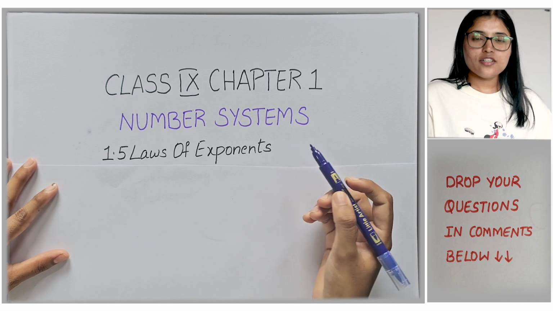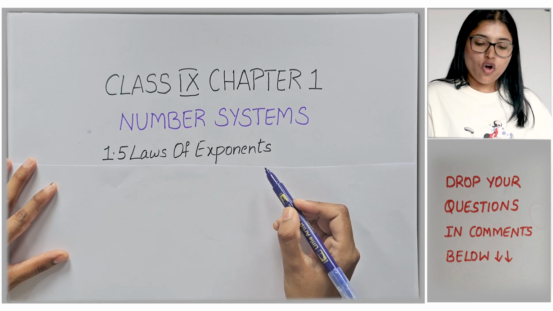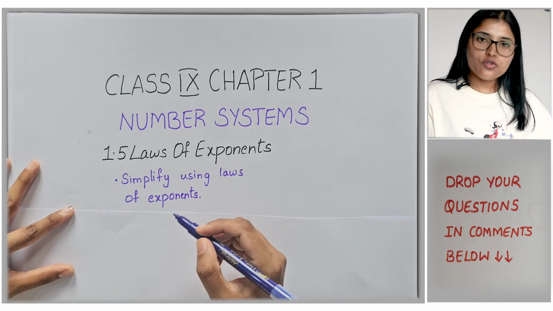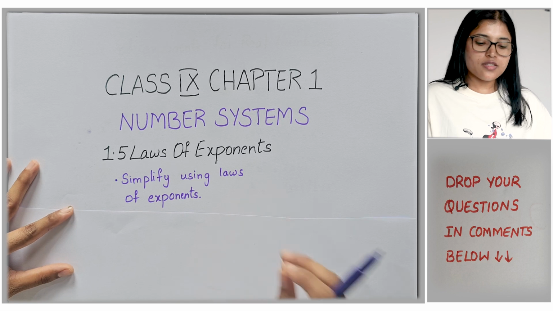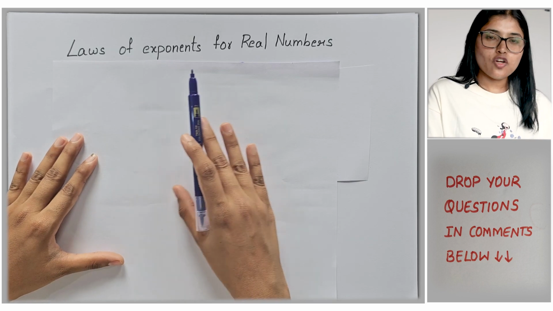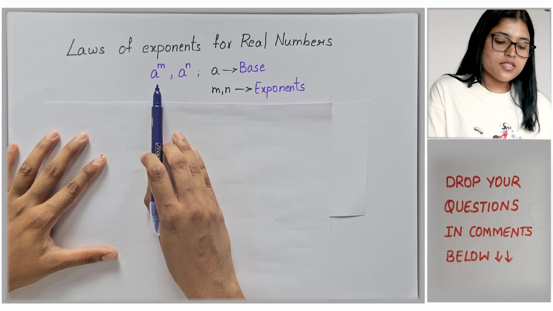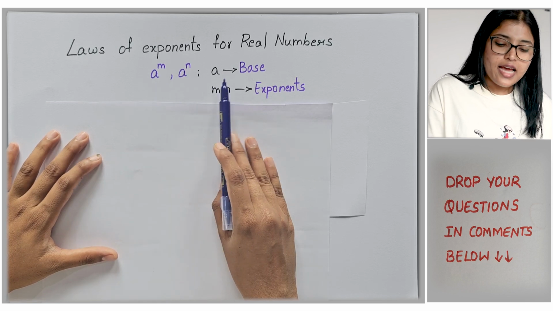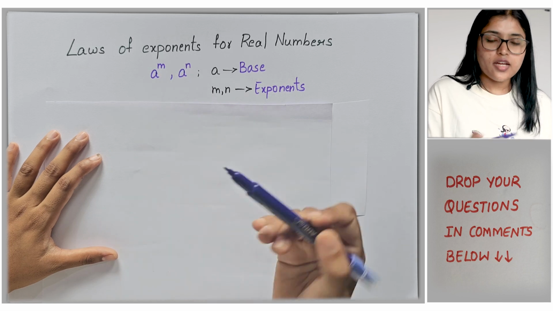The last part of chapter 1, Number Systems, is 1.5, which is laws of exponents. In this chapter, we will be learning how to simplify the given expressions using different laws of exponents. Let us take a look at laws of exponents for real numbers. If you can see numbers such as a power m or a power n, here we call a the base and m and n as powers or exponents.